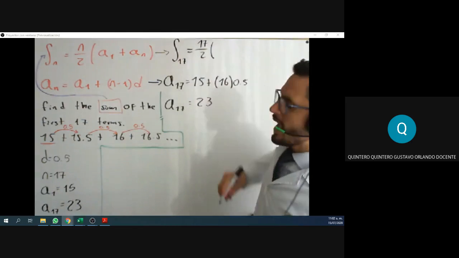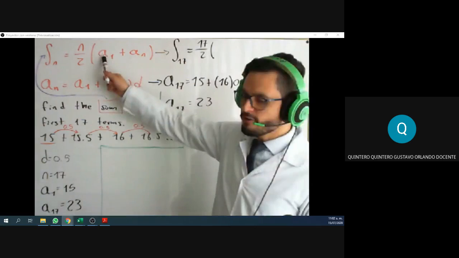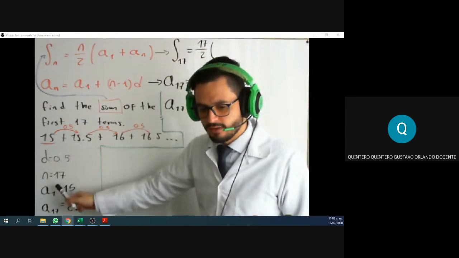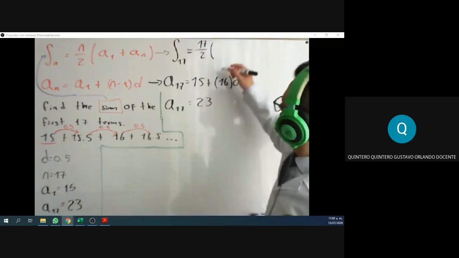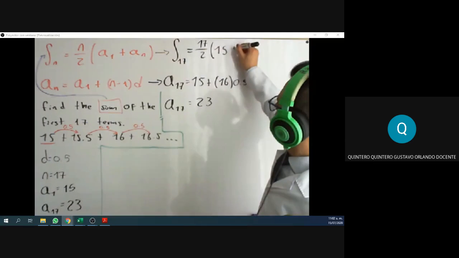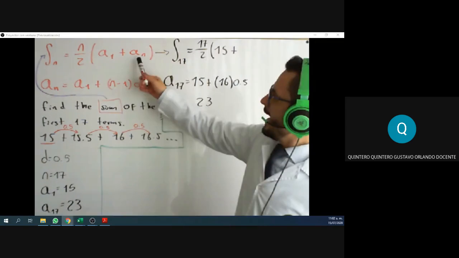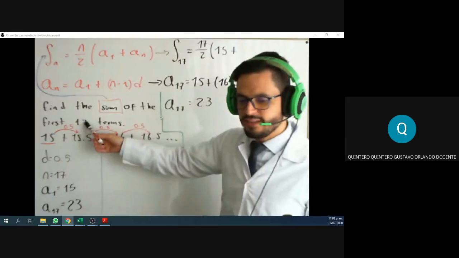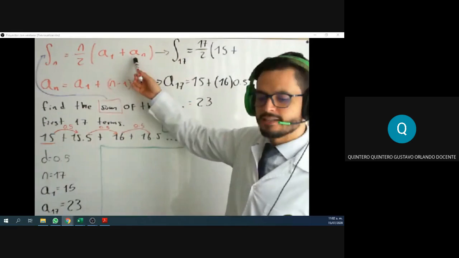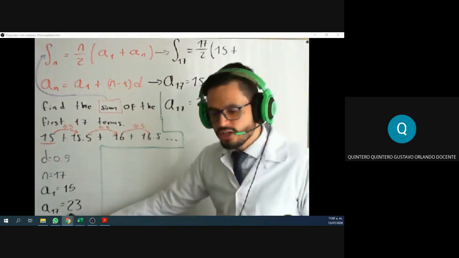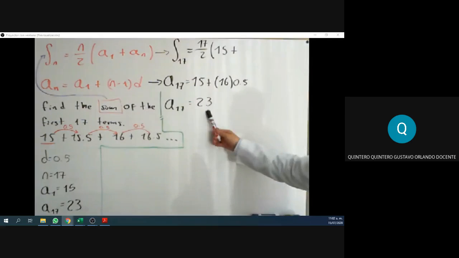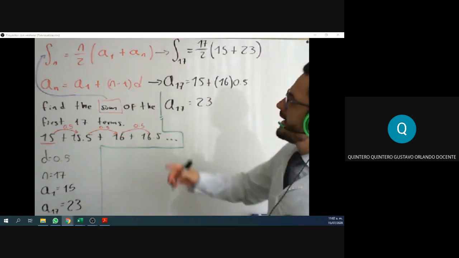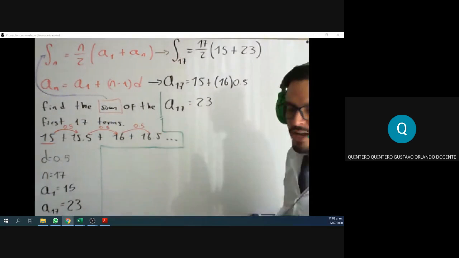All right. In parentheses, we have the first element, A sub 1. We know that the first element is 15. Look at that, we even have it here. So 15 plus A sub n. In our case, since we're looking for the first 17 numbers, we are looking for A sub 17, and we just found it, 23. We found it from this formula. So 23. Close the parentheses, and you guys can tell me how much is that, please.